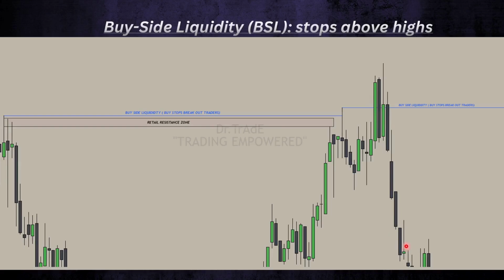Now, every trader who sold from so-called resistance, every breakout trader who bought the high, every stop sitting above that level, all of it becomes fuel. This is the real meaning of buy-side liquidity. It's not a breakout, it's not resistance being respected. It's the algorithm harvesting every stop in that zone before delivering price lower.